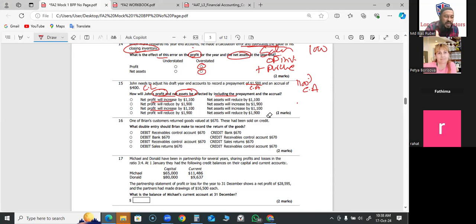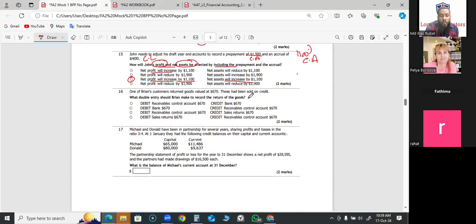Well done. Thank you, Rahat. Thank you, Nafiu, for writing C. C is the right answer. Thank you, Fatima. It's the right answer. Well done. Yeah. Prepayment makes your expense down, profit higher. Also, it's a current asset.